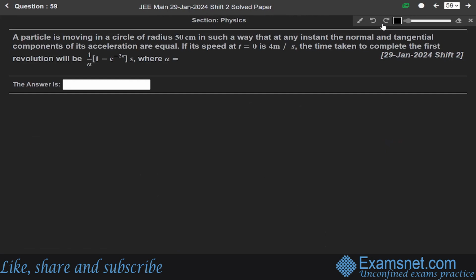A particle is moving in a circle of radius 50 centimeter in such a way that at any instant the normal and tangential components of its acceleration are equal. The normal and tangential components are equal. If its speed at t equals 0 is 4 meter per second, the time taken to complete the first revolution will be 1 over alpha into this. We have to find the value of alpha. So this question is from the chapter of kinematics.